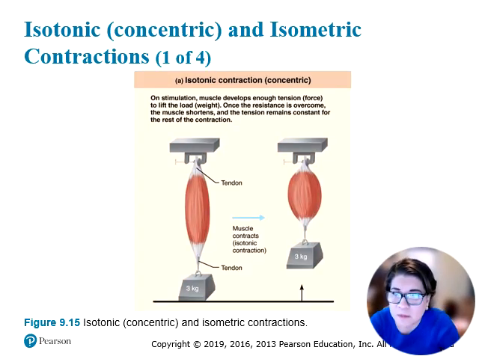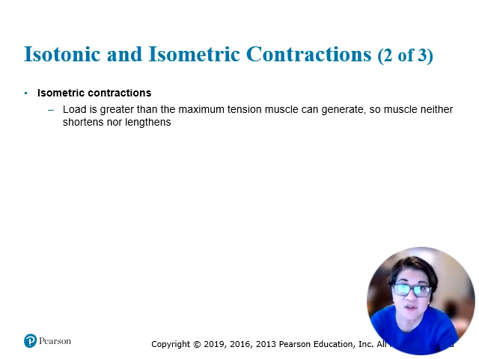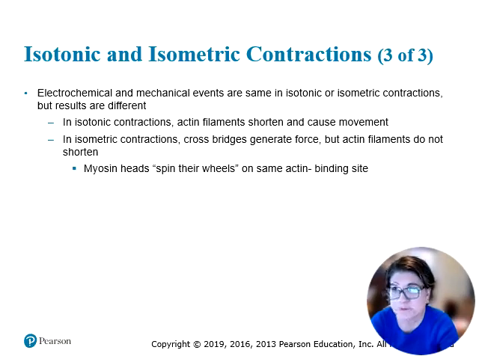So let's see. This is showing a concentric isotonic. So the muscle is applying a force and it is shortening. And so here's isotonic. We've got tension and it reaches a peak here. And this is the length of the muscle. So as tension increases, muscle length decreases because it's shortening. Isometric is when you're not shortening or lengthening your muscle, but there is tension on your muscle.